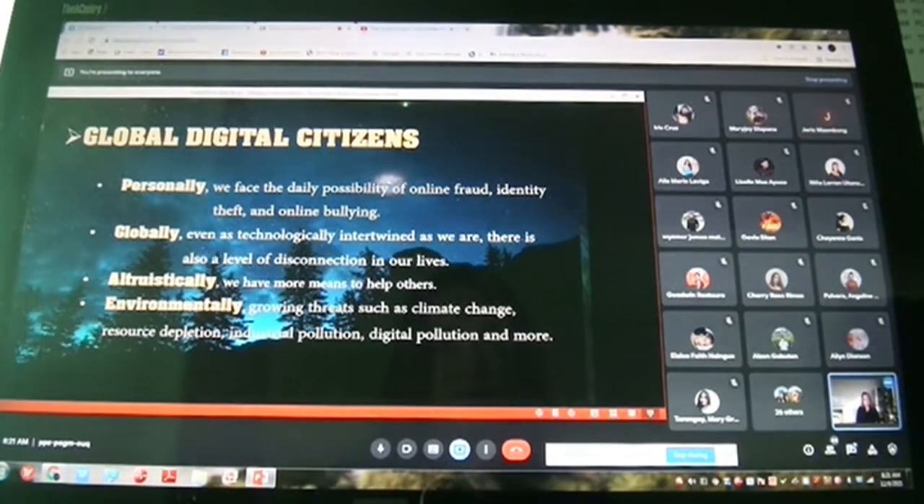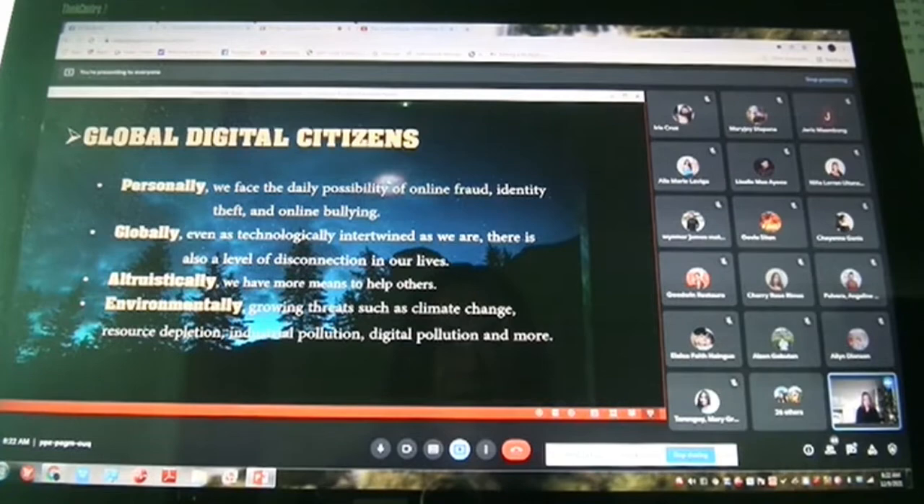Globally, even as technologically intertwined as we are, there is also a level of disconnection in our lives, okay? It will happen. Sometimes we are focused on something and disconnected in other things, so we must have balance about it. Altruistically, we have more means to help others. The internet is very helpful in helping others, because everything becomes fast, not just about money, but also sometimes information.